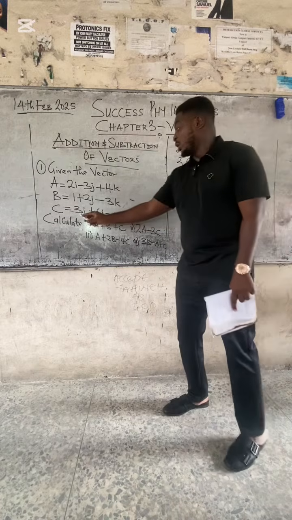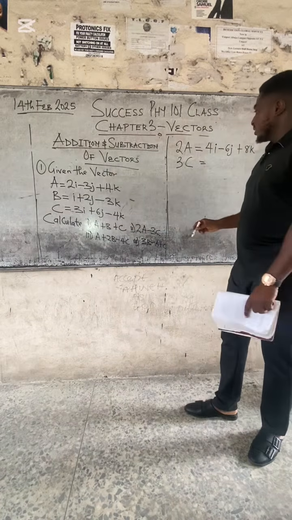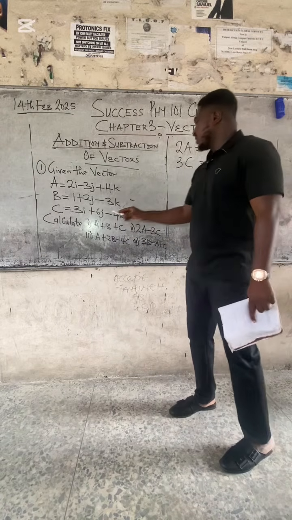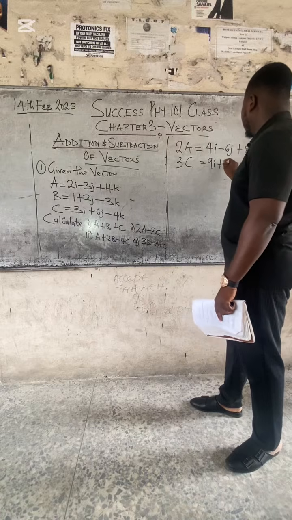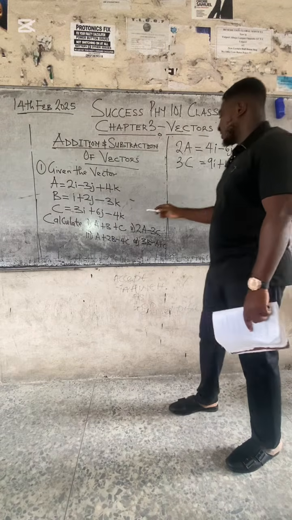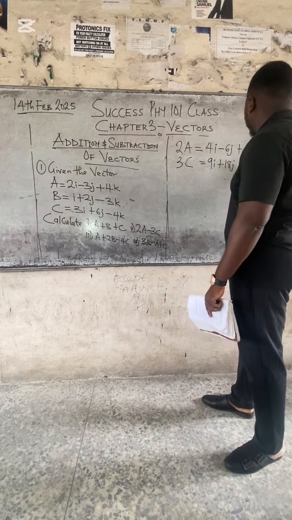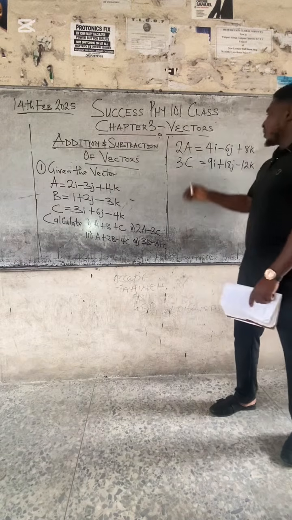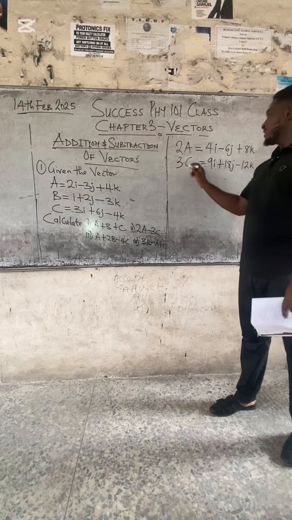3c means multiply c all through by 3. So c was 3i. 3 times 3 is 9i. C was 6j. 6 times 3 is 18j. And c was minus 4k. Minus 4 times 3 is minus 12k. Now we have 2a and 3c, right? Let's now apply the question.